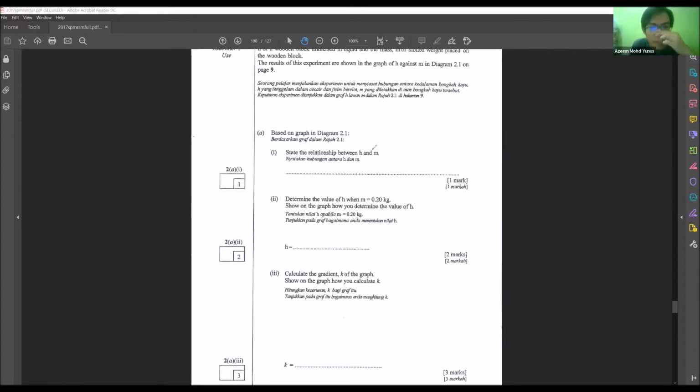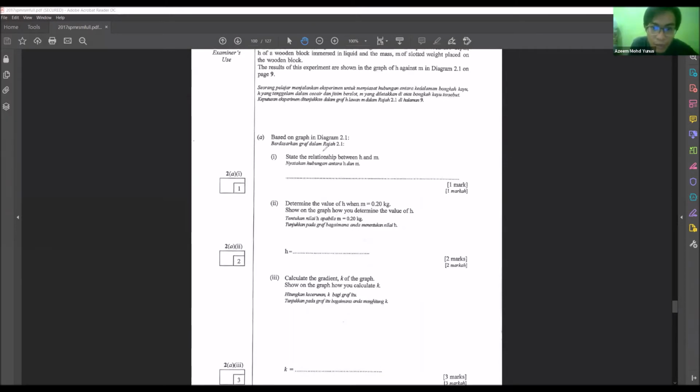Based on the graph in diagram 2.1, state the relationship between H and M. H is directly proportional to M. It doesn't need you to write in full, such as H is actually the depth. So you don't need to write that, you just write the symbols.